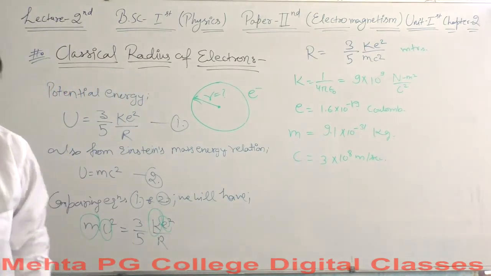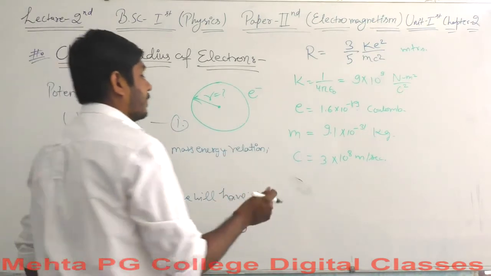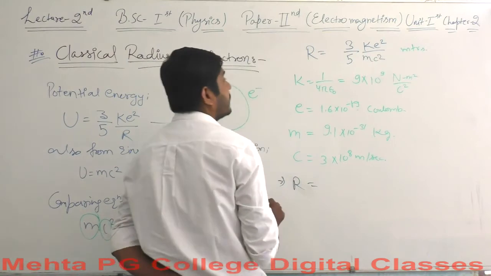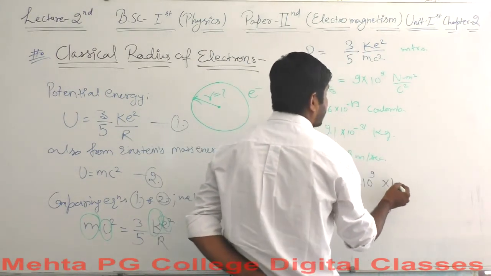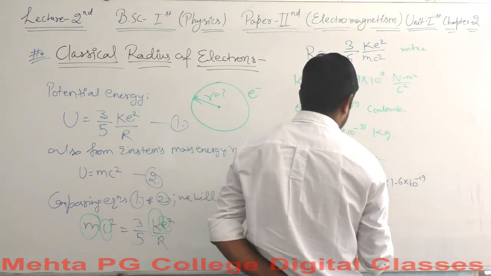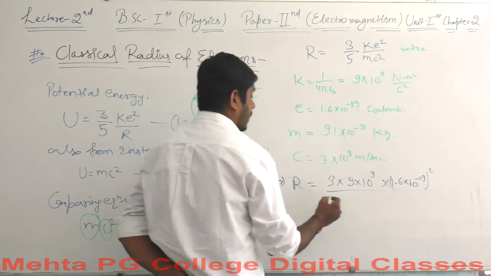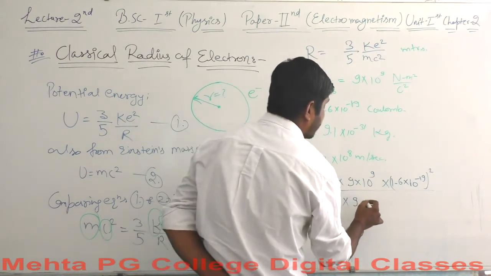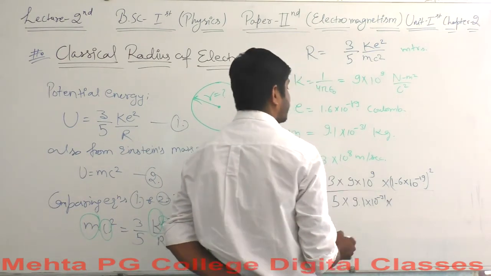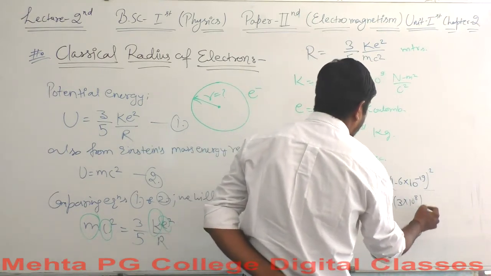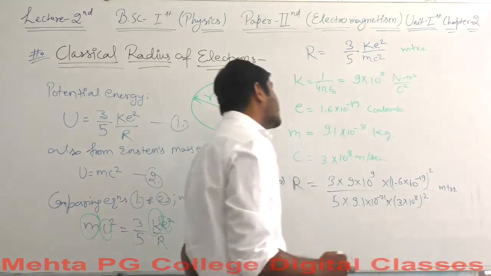R will be equals to 3 into 9 into 10 to the power 9, into 1.6 into 10 to the power minus 19 squared, over 5 into 9.1 into 10 to the power minus 31 into 3 into 10 to the power 8 square. This will be in meters.